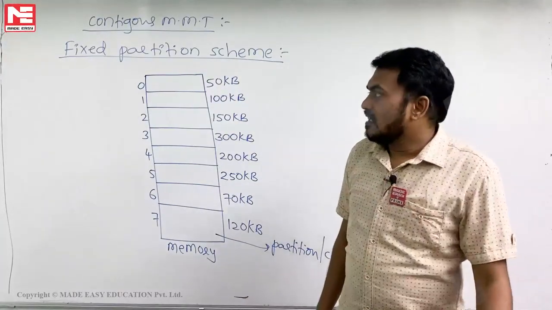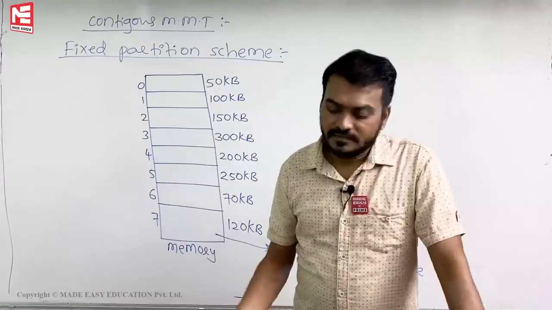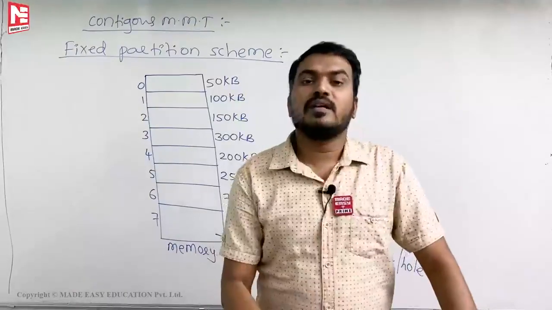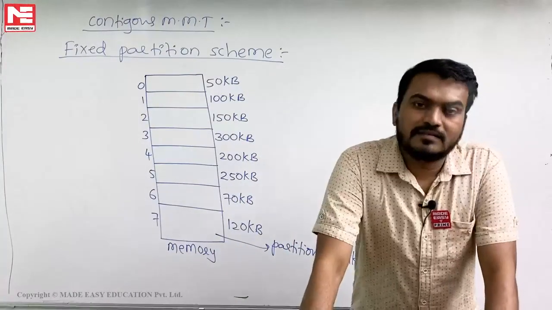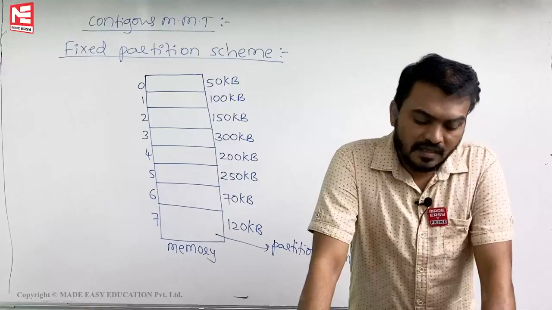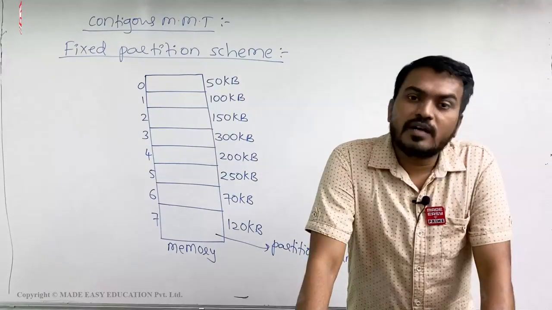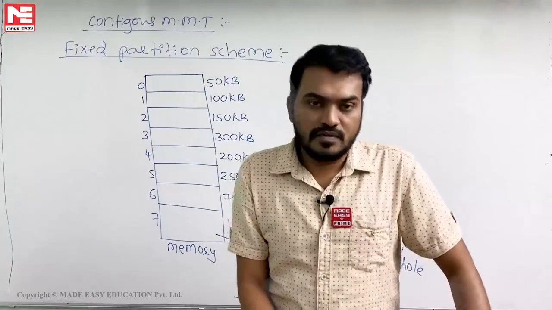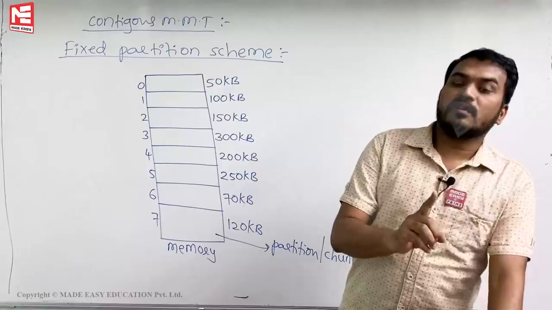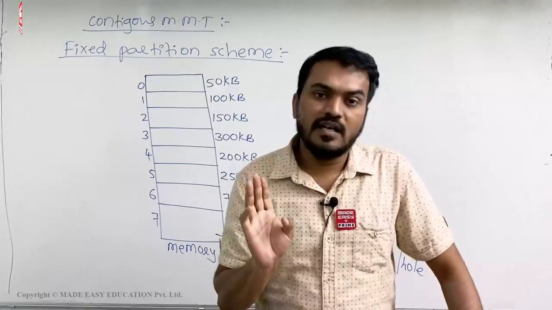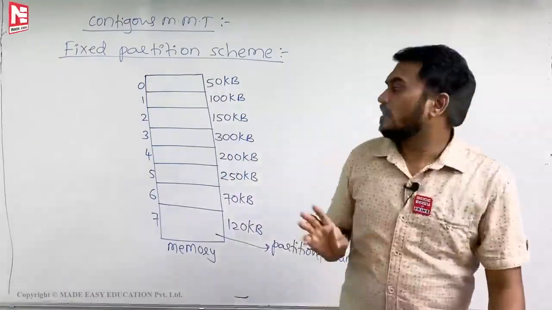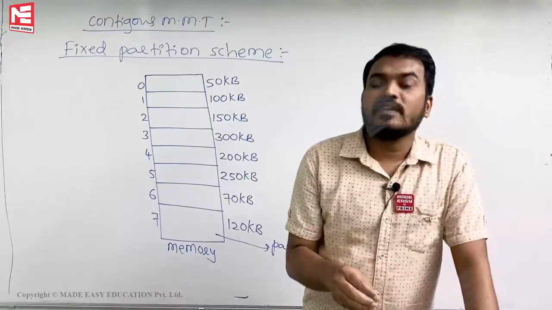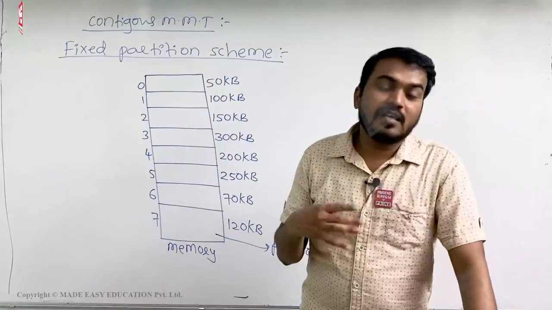Next point, write: in every partition only one process will be accommodated. Okay, full stop. So understand here, every partition accommodates only one process. Is that clear for everyone? Right? One partition holds only one process. That is the important point you should remember in the fixed partition scheme. So if this is the case, what is the problem? Because of this, what is happening?